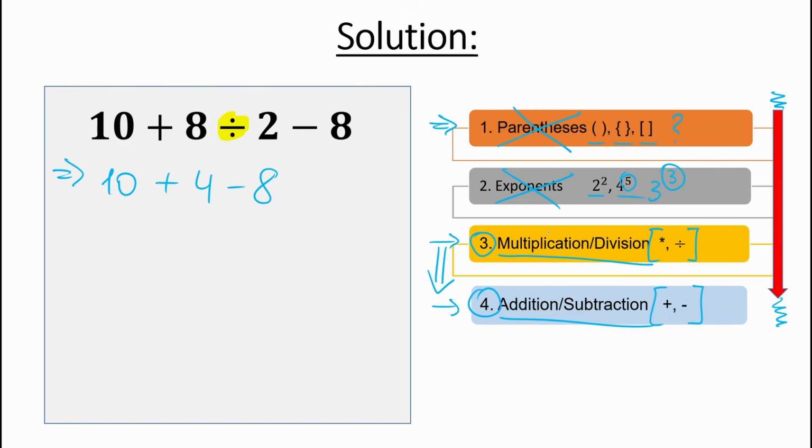Exactly at this point, a lot of students feel they don't need the order of operation because it's basic addition and subtraction. So we have 10 plus 4, which is 14, and 14 minus 8 is 6. So the correct answer to this question is 6 according to the order of operation. I really hope you understand it. First of all, we don't have parentheses, we don't have exponents. In our question we have division, and we have both addition and subtraction.